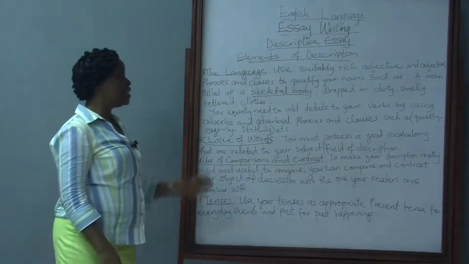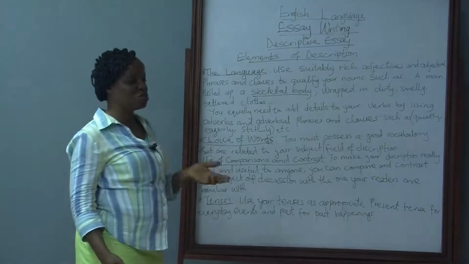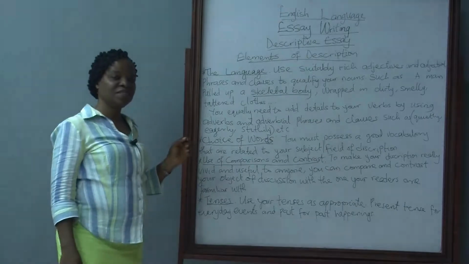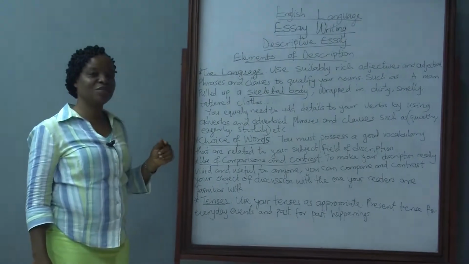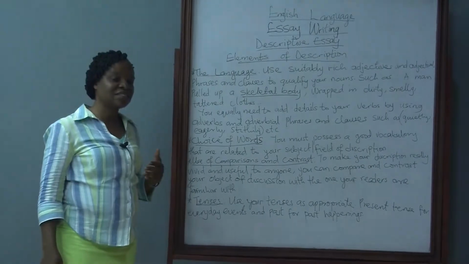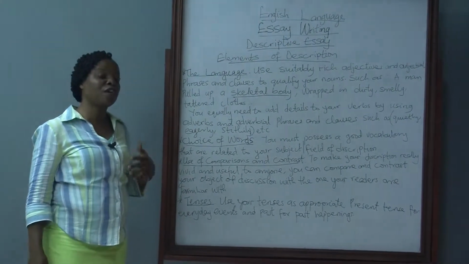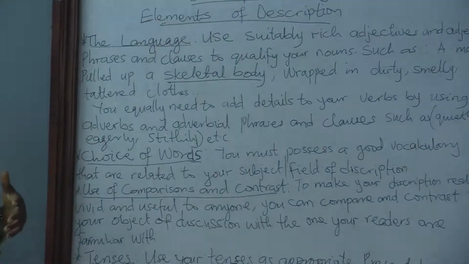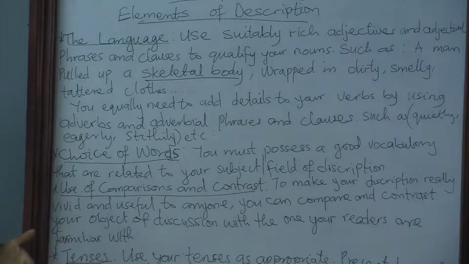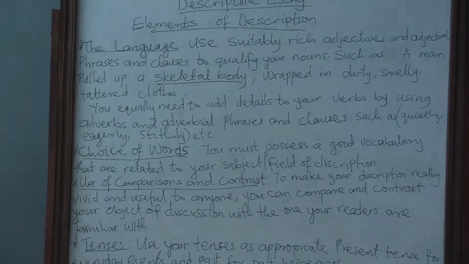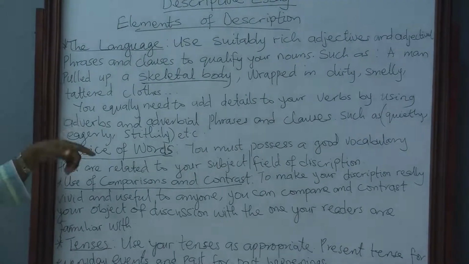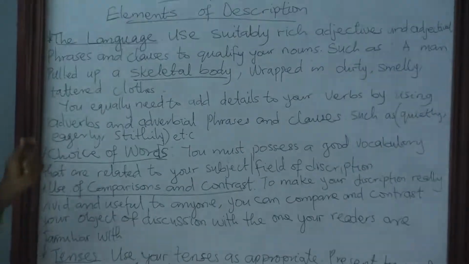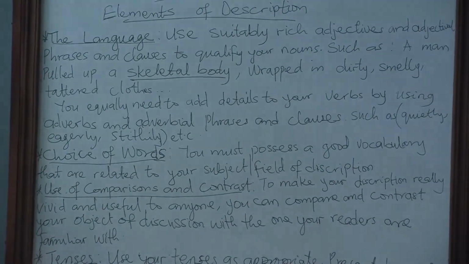All right, let's see the elements of description, the things we take into cognizance when we describe. The language. I was telling us that you describe things, events, places, and people that are known to you, not somebody you don't know or events that you're not familiar with. You won't be describing well. So we're saying you use suitably rich adjectives and adjectival phrases and clauses to qualify your nouns when you describe.